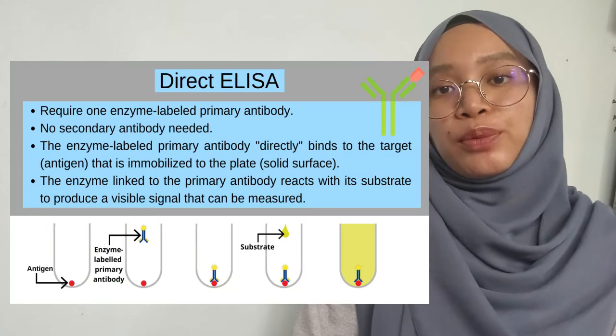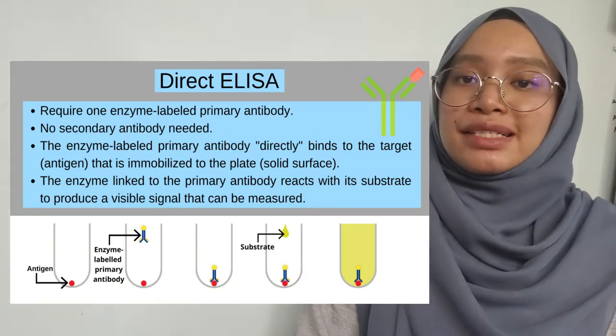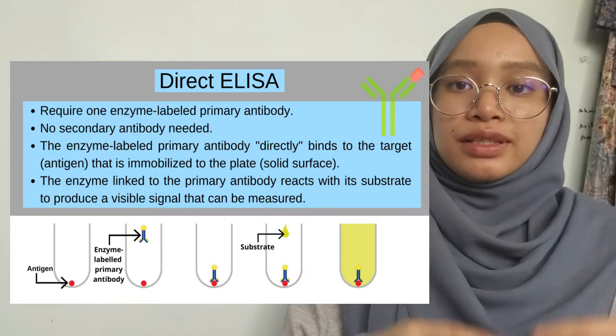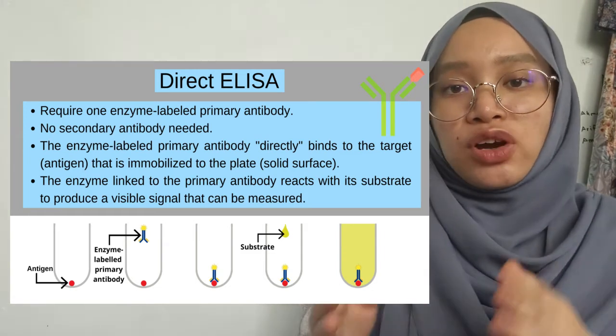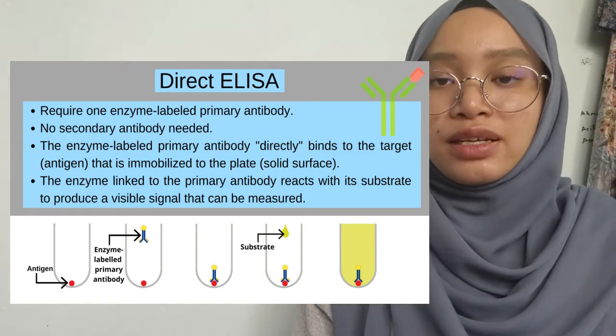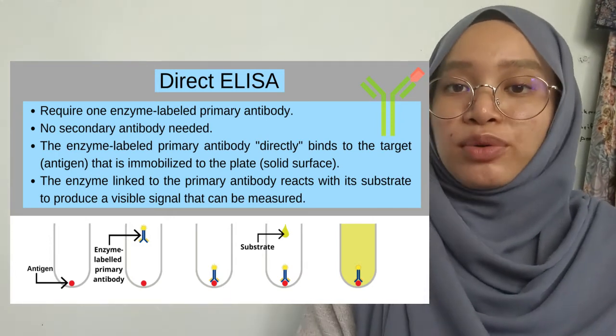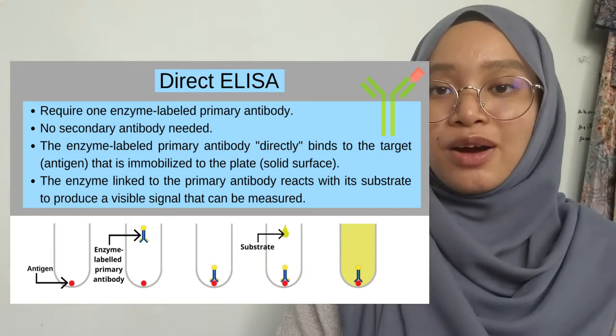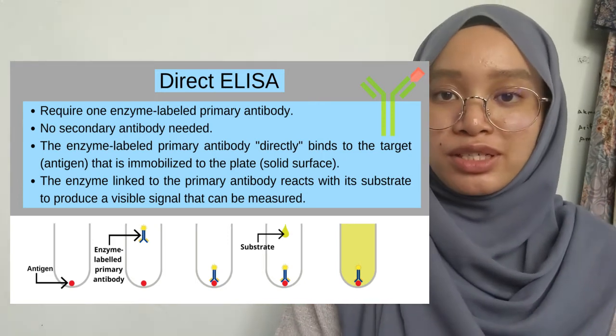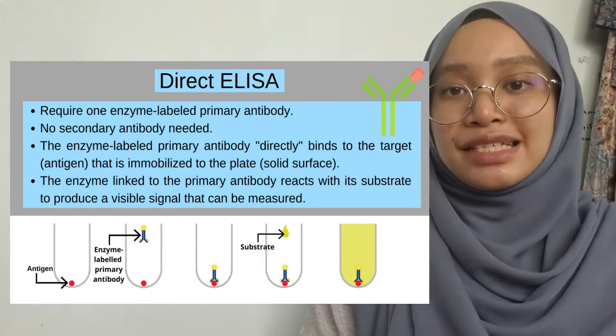ELISA is classified into 4 major types. The first one is direct ELISA. In direct ELISA, only an enzyme-labeled primary antibody is required, meaning that the secondary antibody is not needed. The enzyme-labeled primary antibody directly binds to the target antigen that is immobilized to the plate. Next, the enzyme linked to the primary antibody reacts with the substrate to produce a visible signal, which is a color change that can be measured. In this way, the antigen of interest is detected.